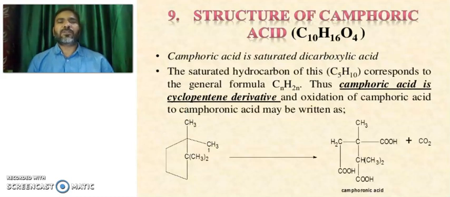So, camphoric acid is a saturated dicarboxylic acid. You have to confirm the structure of camphoric acid. The saturated hydrocarbon, C5H10, corresponds to the general formula CnH2n. Thus, camphoric acid is a cyclopentane derivative. The oxidation of camphoric acid to camphoronic acid may be written as follows. So, you can see the structure.